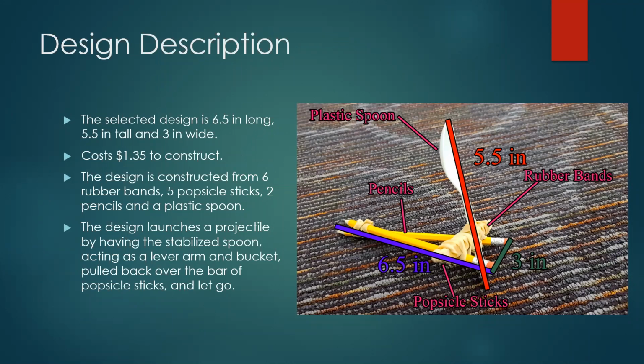It's constructed from the list that was just provided by Isabella: 6 different rubber bands, all the smaller width ones, 1/2 inch, 5 popsicle sticks, 2 pencils, and a plastic spoon used to launch the projectile. Our design itself was 6.5 inches long, 5.5 inches tall, and 3 inches wide. It launches by having a stabilized spoon, using the pencils as the base, and the popsicle sticks as a lever arm and the fulcrum for the spoon itself.